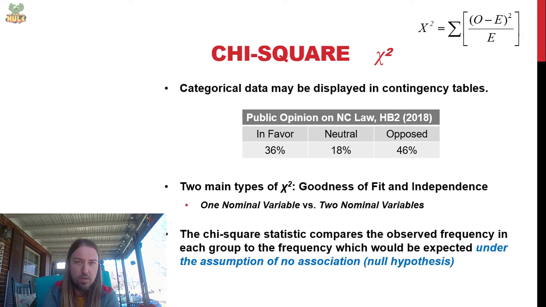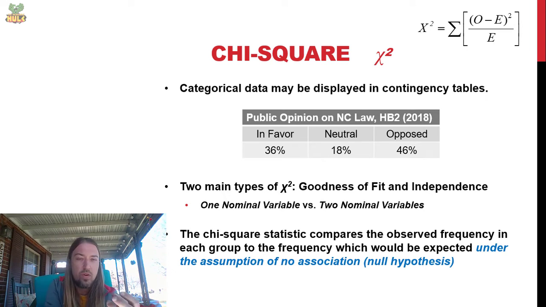Found that 36% of them reported to be in favor of the law, 46% reported to be opposed to the law, and 18 were neutral. They didn't care whether the law was enacted or not. So these are our data. We have a percentage of individuals who said one thing, a percentage that said another, and then a percentage that said this third thing.